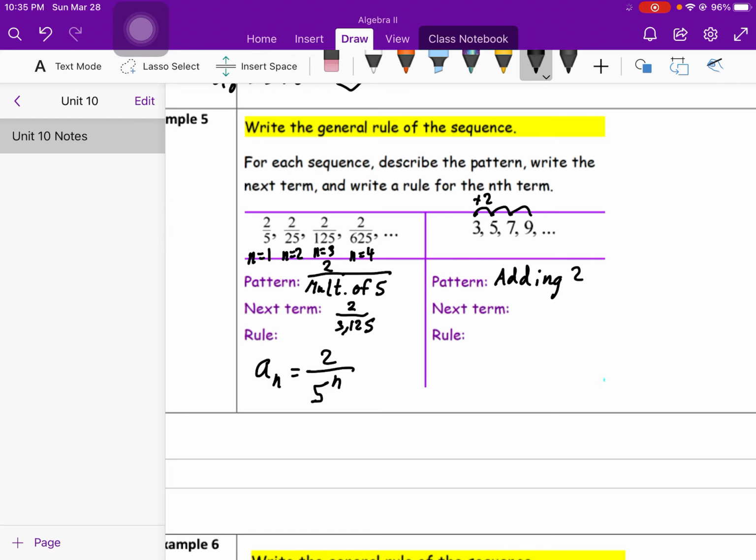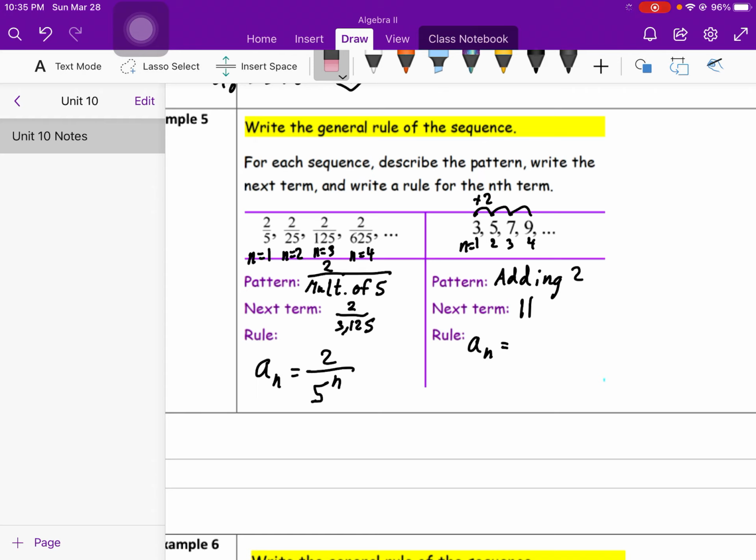And then the next term, as you can guess, is going to be 11. We would just add 2 to the previous term. Now the rule for this one is a little bit different though, because we need to incorporate the n value. So this was 1, 2, 3, 4. So if we add 2 to the n value, so 1 plus 2, that would give us 3. But the problem is, if our n value for the second one, 2 plus 2 does not equal 5. That's not true. So we have to do something different.